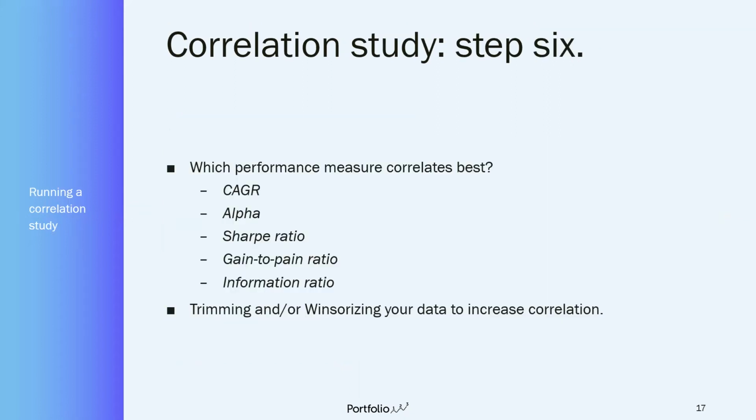And step 6, which performance measure correlates best? Is it the CAGR, alpha, Sharpe ratio, and so on? I mean, if like me, you're interested only in getting the highest total return in the out-of-sample period, should you follow the strategy with the highest in-sample total return, or is it better to use a measurement like alpha or Sharpe ratio, or the gain to pain ratio, which is one that I found useful? Or do you get higher correlations if you trim or Winsorize your in-sample returns first?